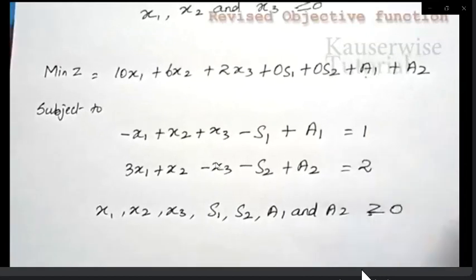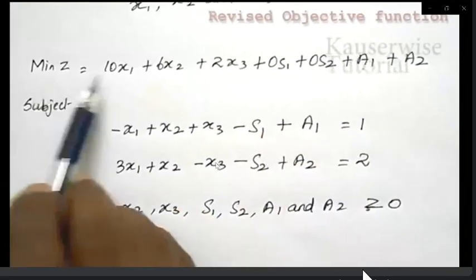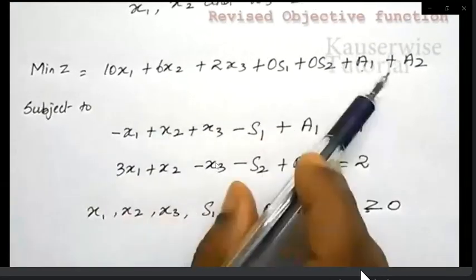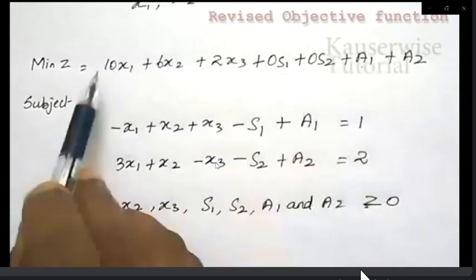That is the first constraint, and the second constraint must be kept as it is. Take the values as they are, and when we take the objective function, take only the artificial variables, that is a1 plus a2. Just leave all other values. This is called the revised objective function.